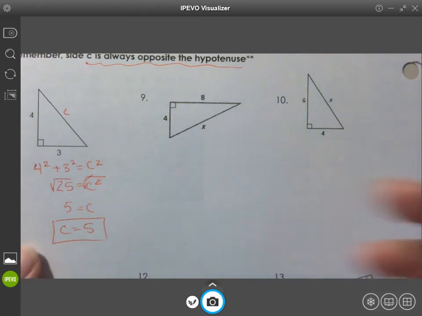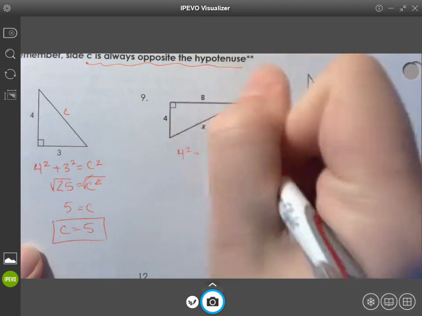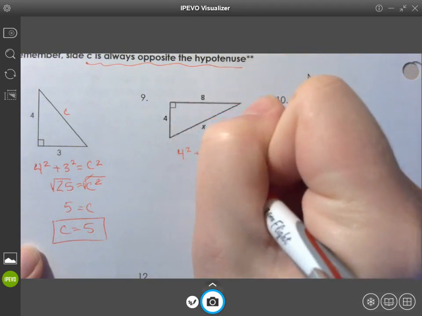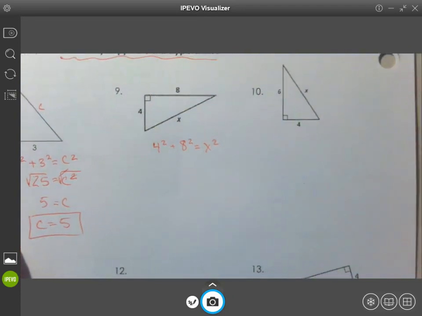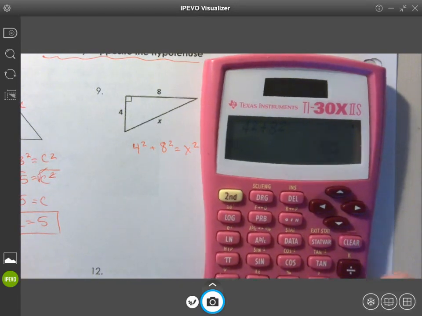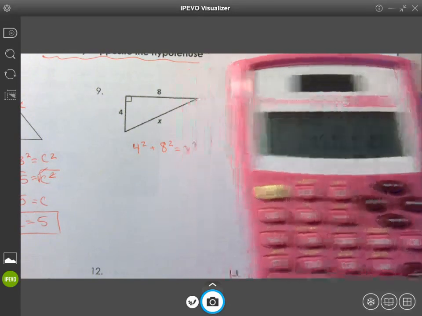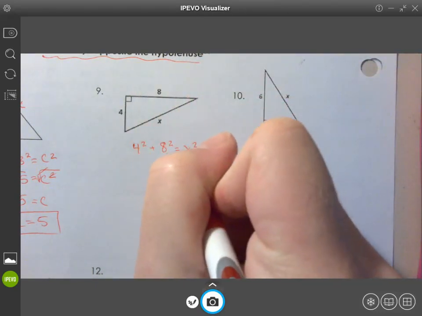All right, so the setup for this one will be the leg squared, 4 squared, plus the leg squared, 8 squared is x squared. I mean, that's 16 plus 64, and then you can add them up. You can type it all into your calculator at once. And I get 80. So 80 is equal to x squared.